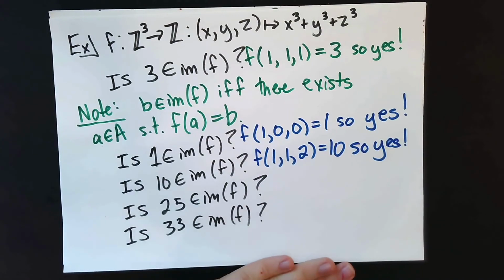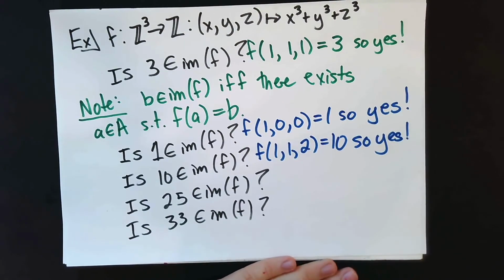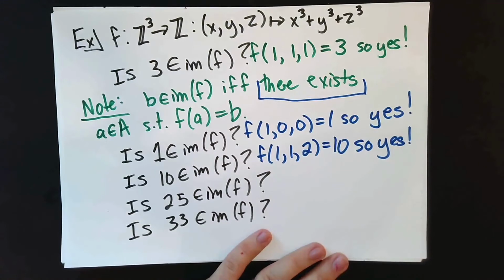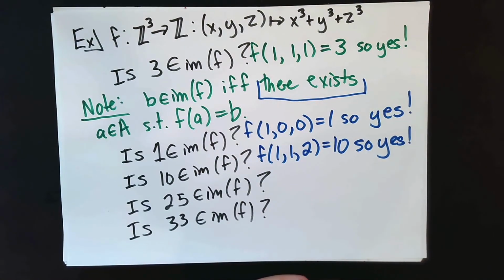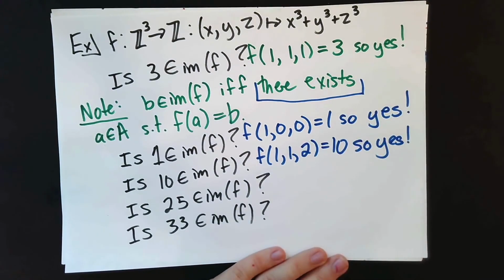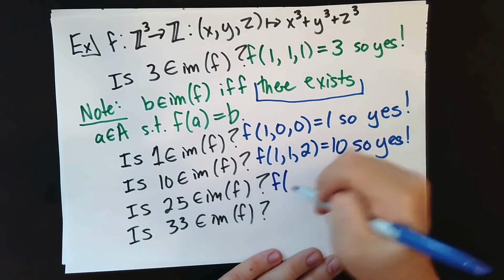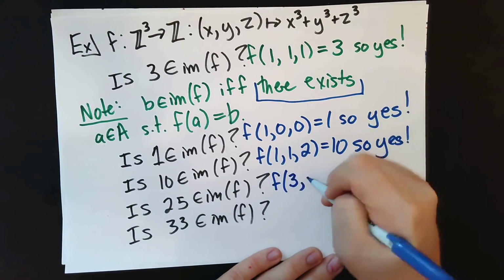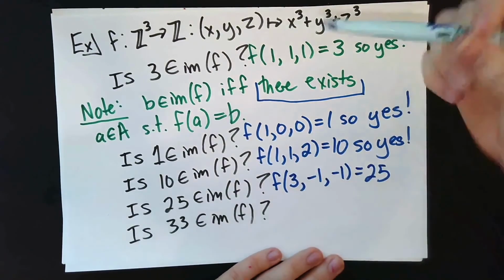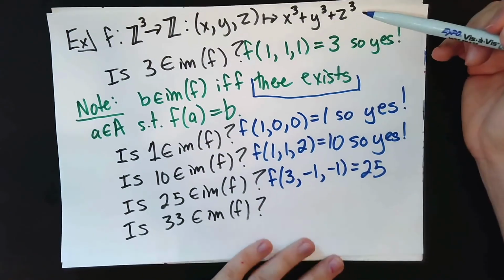Note as I do this question, what am I hoping the answer is? I'm really hoping the answer is yes, right? Because I would rather show a there exists statement is true than show the there exists statement is false. Because if it's true, I can just give you an example. What about 25? Here we have to be a bit more creative, but again, the answer is yes. Namely, if I take 3 cubed and add to it minus 1 cubed and minus 1 cubed, I'll get 25. Namely, the cube of a negative number is negative.